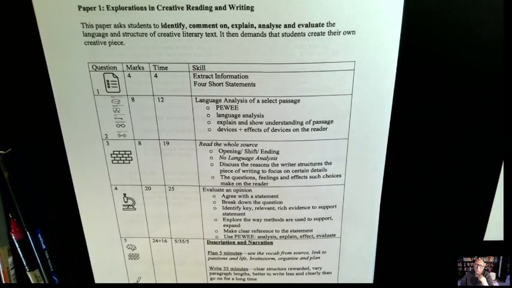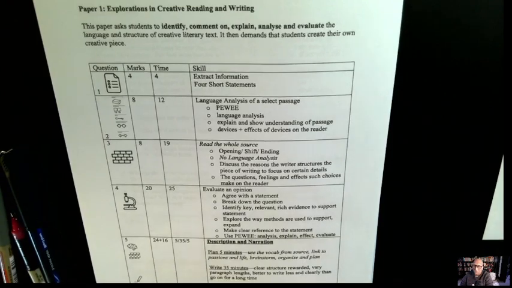So what you do is with Question 1, you get a certain range. I'm not going to review Question 1 because it's so meaningless. You just need to know how to do it, which is it's 4 marks. You spend about 4 minutes on it. And what you're doing is you're extracting key information.